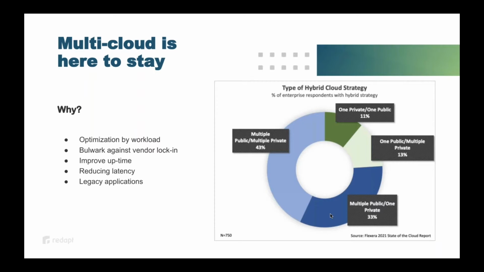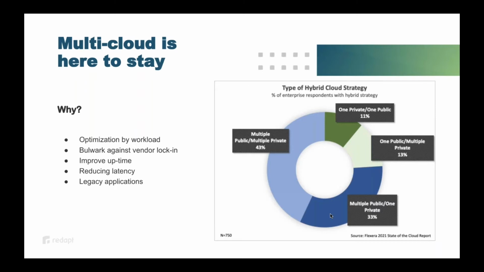First of all, let's ask, why would an organization do this? Well, the number one reason is optimization by workload. Some clouds are better at some things than another cloud. And so I may have a workload that's best if it's on Azure. I may have a workload that's best if it's in AWS. So organizations choose workloads based on the best cloud solution for that. Multi-cloud also provides a bulwark against vendor lock-in. If all my eggs are in the AWS basket, I'm reliant on AWS, and I'm reliant on AWS's business model. That affects my business model.